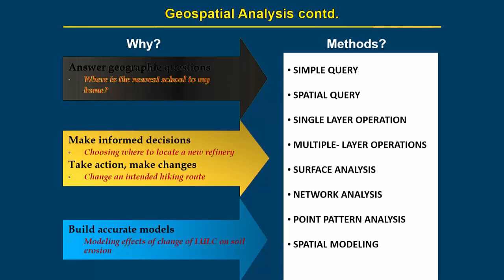Another thing is changing an intended hiking route. Means you can even do the routing. There will be one lecture on routing also. Graph theory is a new concept which is not there in your timetable. I have recently put it in, so that we can look at what the network connectivity is between one species and another. That type of thing can also be explored, which gives you an idea of how different routing can be done for different ecological species. Then modeling the effects of change of land use, land cover on soil erosion.